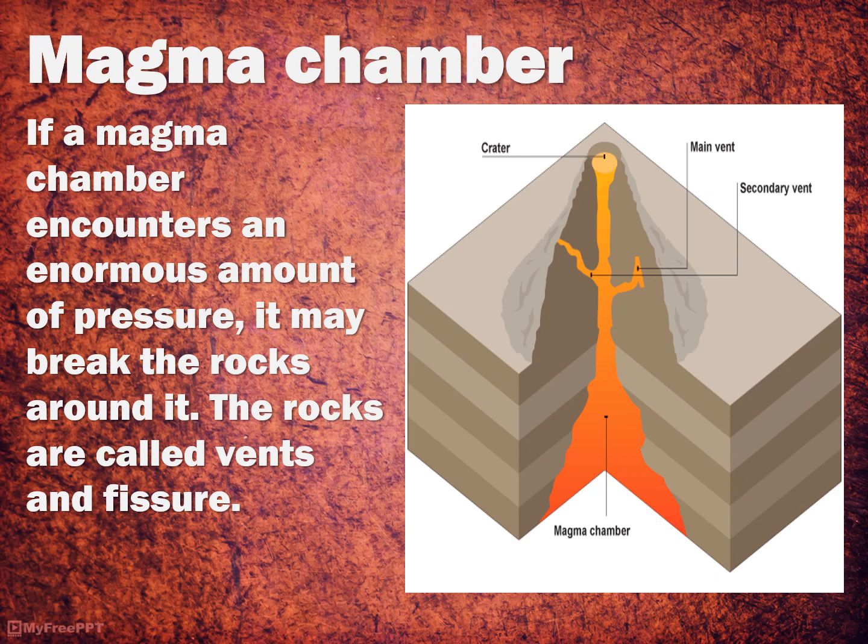If a magma chamber encounters an enormous amount of pressure, it may break the rocks around it. The openings are called vents and fissures. Remember again that our magma chamber, our magma in general, are under a lot of pressure or mataas ang pressure niya within our Earth's crust. So, again, sabi natin humahanap siya ng mas mababa ang pressure. So, it tends to go up. And with the pressure na kasama niya, ay nakakapag-break siya ng ating mga rocks or the surface of the earth, the crust. Nagkakaroon tayo ngayon ng ating vents and fissures.